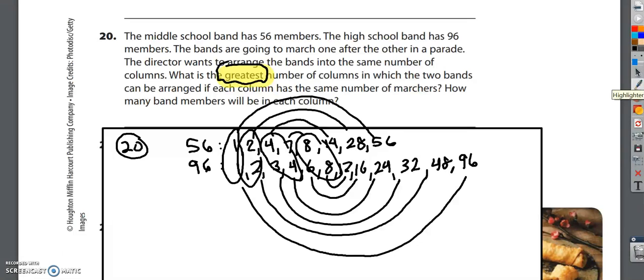So let's go reread both questions. It says, what is the greatest number of columns in which the two bands can be arranged? So the answer is 8 columns. The greatest common factor is 8, so the answer is 8 columns.